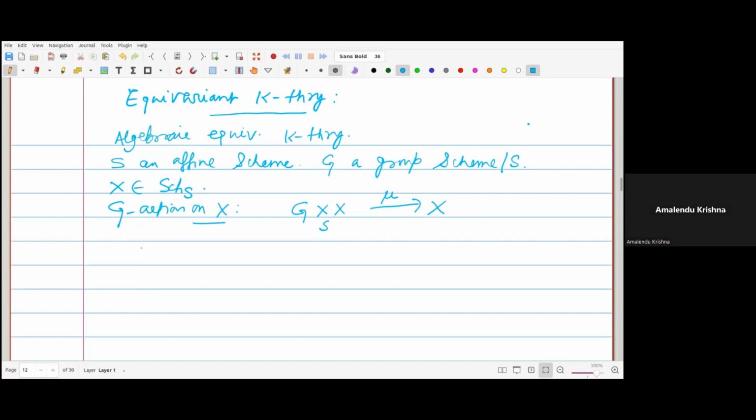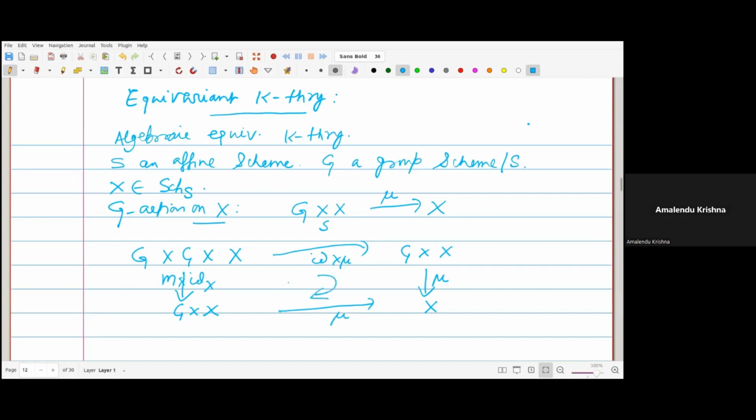So what it means is the following. You have G cross X, everything over S, and then you have identity cross mu, which goes to G cross X, and then from there you have mu. On the other hand, you have the map to G cross X, where G cross G to G is the multiplication map, because it's a group scheme, so you have the multiplication operation, and then times the identity of X. And then here you have mu again. And we say that this diagram commutes.